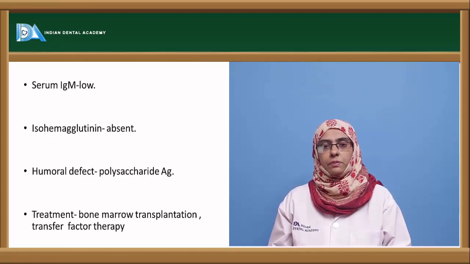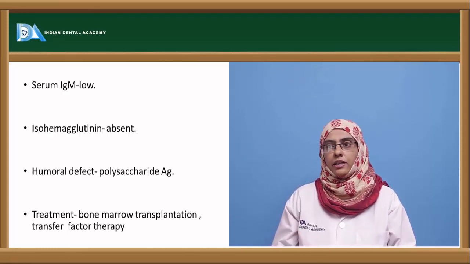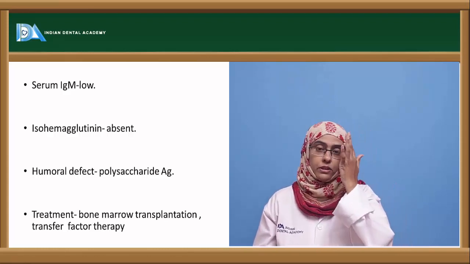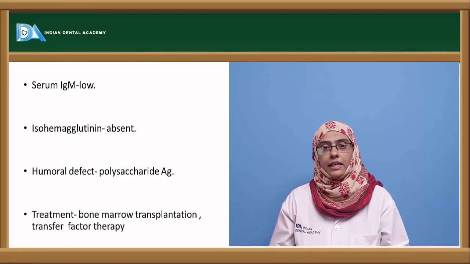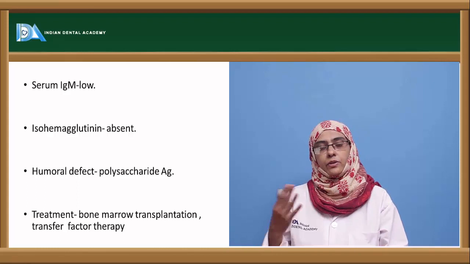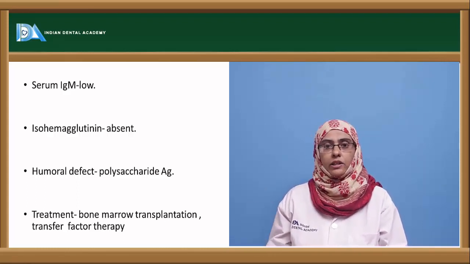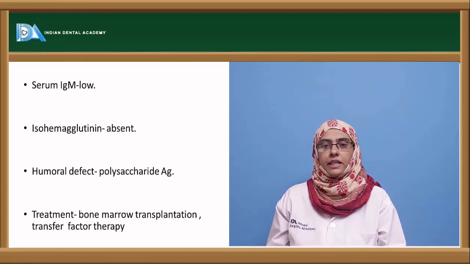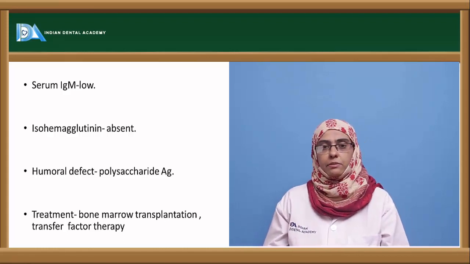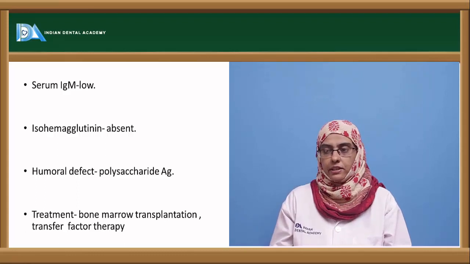So here in the case of this patient, there is absence of the isohemagglutinin, and the humoral defect is usually seen because they are not able to mount an immune response towards the polysaccharide antigen. Polysaccharide antigens are nothing but those of organisms which have a capsule around themselves that helps them to escape phagocytosis. So the humoral immune response is completely lost. Because of this, there are many chances that the person can be infected with a variety of pyogenic infections, and the treatment is very well done with the help of bone marrow transplantation or the transfer factor therapy.